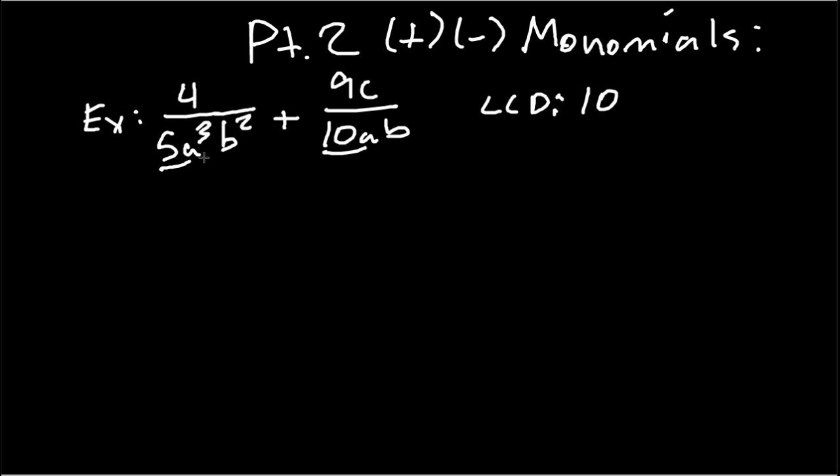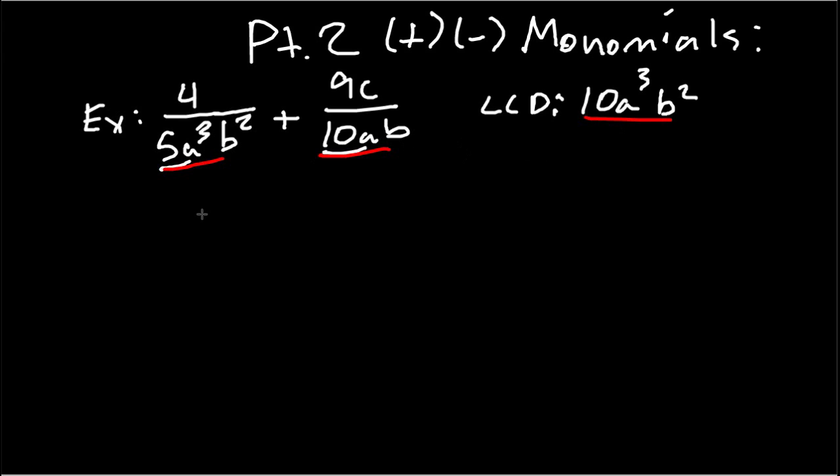Then, move over to your variables. Pick the one with the largest exponent, so a cubed and a. Well, a cubed's our winner. And then b squared and b. Well, b squared is our winner there. So 10a cubed b squared is our LCD. So what we have to do is get both of these denominators to look like our LCD.